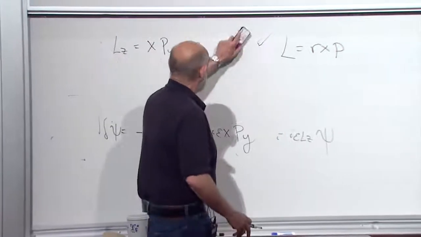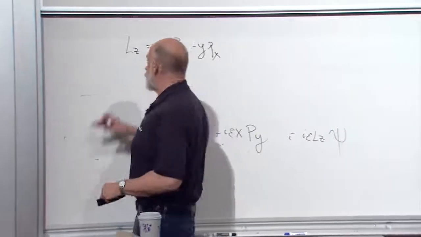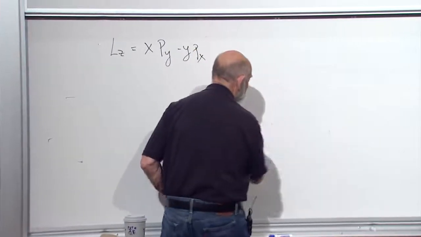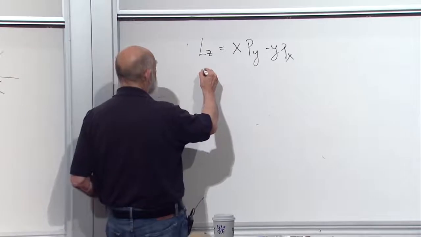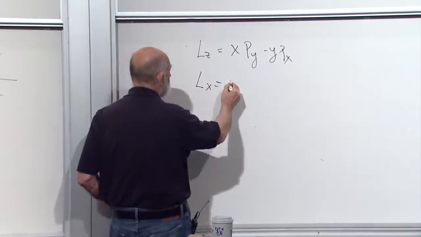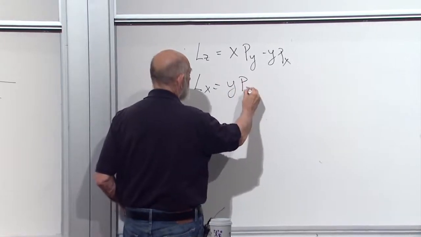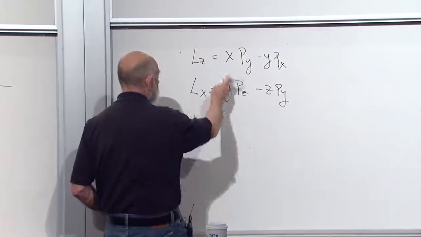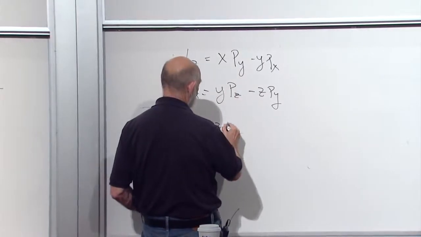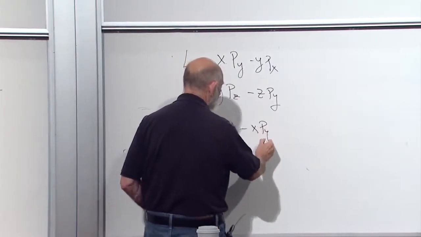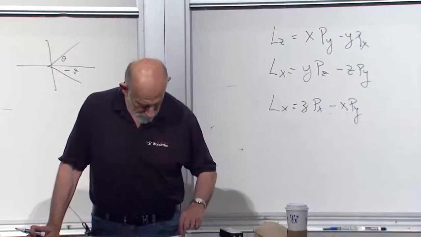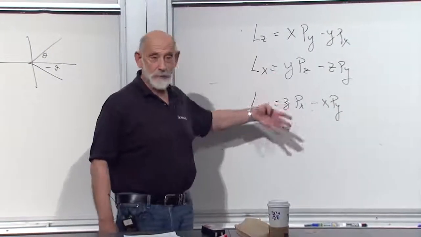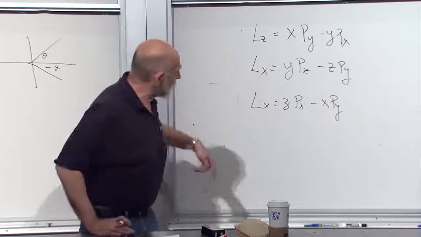Okay. What about the other components of angular momentum? You can read them off just by cycling through the x, y, z. X goes to y, y goes to z, z goes to x. All right, so going through it, z goes to x, x goes to y, y goes to z, minus z py, and Lx, xyz, py, pz, px, minus x py. These, of course, you could confirm by imagining rotations about the other axes, but just by the parallel reasoning, this is what you would get.